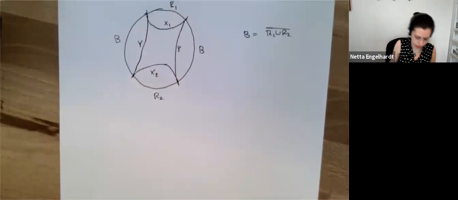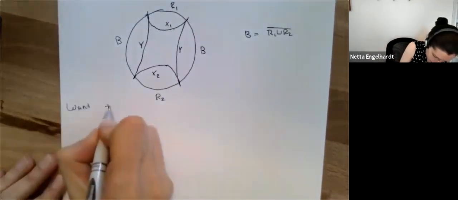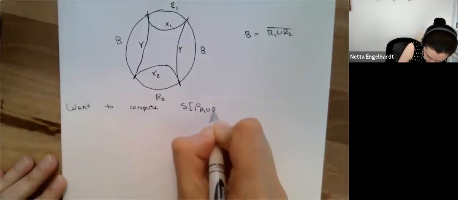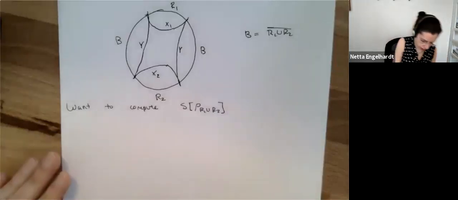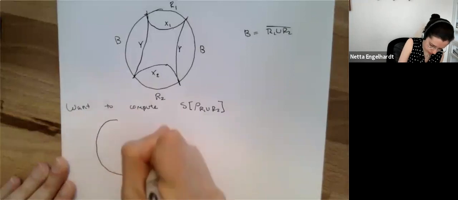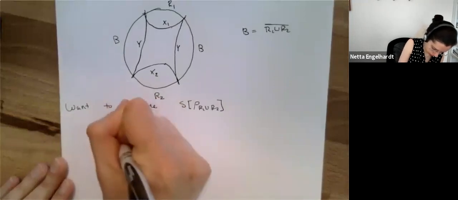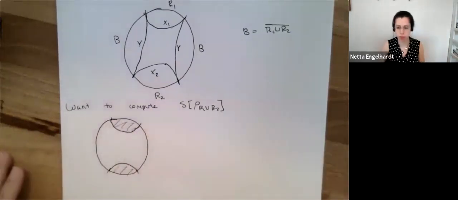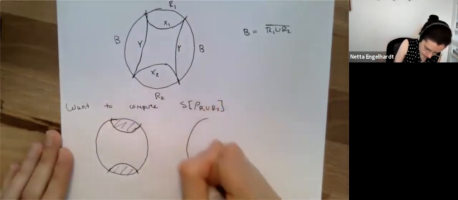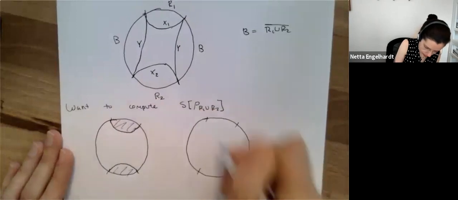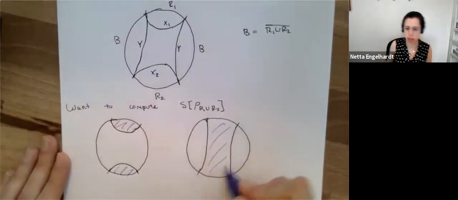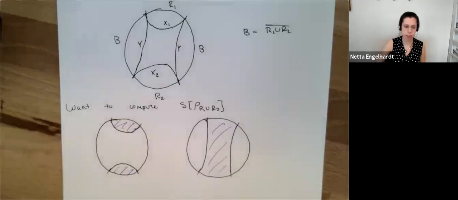Now we want to compute S of rho R1 union R2. So we could compute it from these two surfaces. Just to emphasize, that's these two, that's the homology hypersurface. Or we could compute it from these two, and this would be the homology hypersurface. So we have two different candidate surfaces here for the von Neumann entropy.